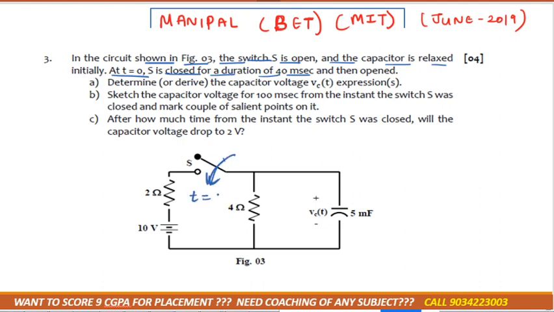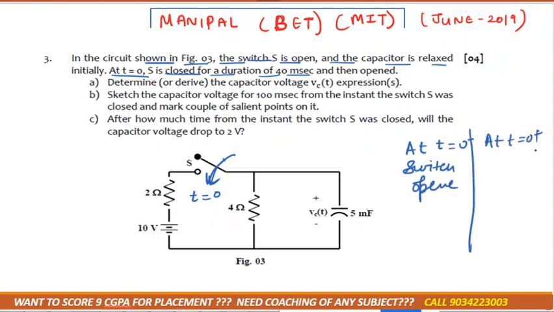Means at t equal to 0, the switch is closed. So, at t equal to 0 minus, the switch was open, right? And then at t equal to 0 plus, the switch is closed. Okay, for a duration of 40 milliseconds, it is closed for only 40 milliseconds, but then it opens. Means from t equal to 0 to 40 milliseconds, it is closed, right?